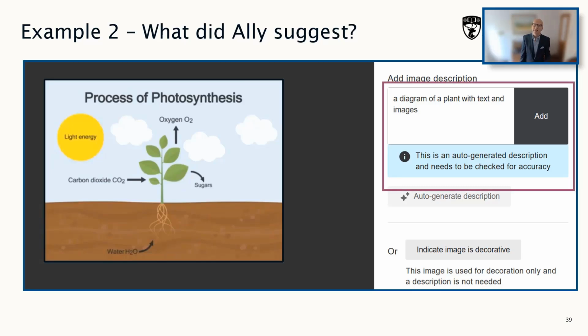Ally's AI Alt Text Assistant gives the following suggested alternative text, a diagram of a plant with text and images.